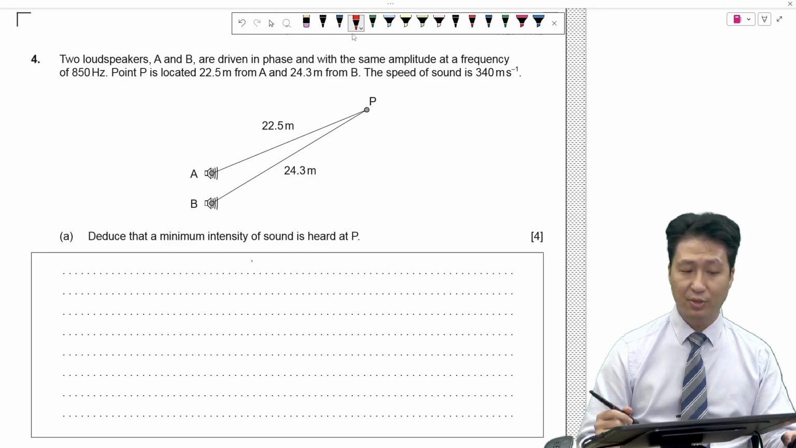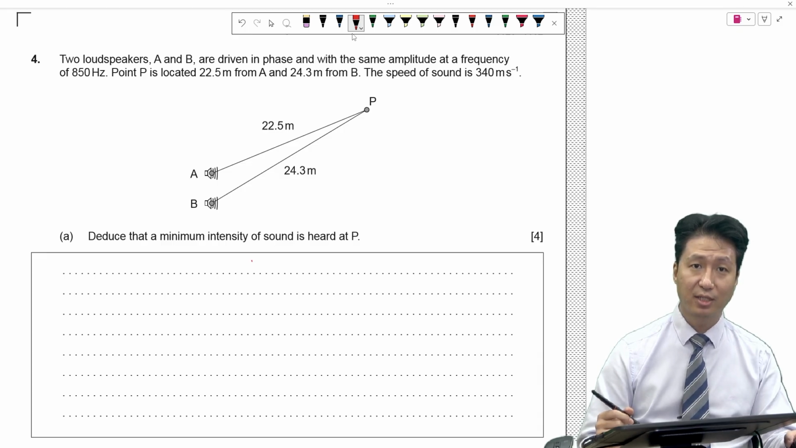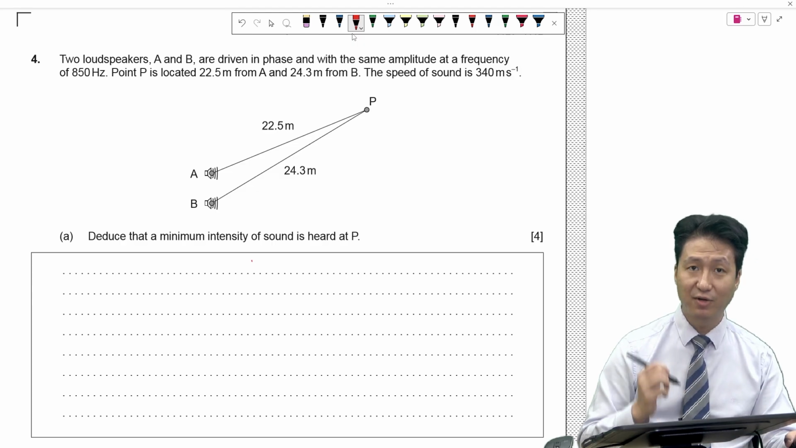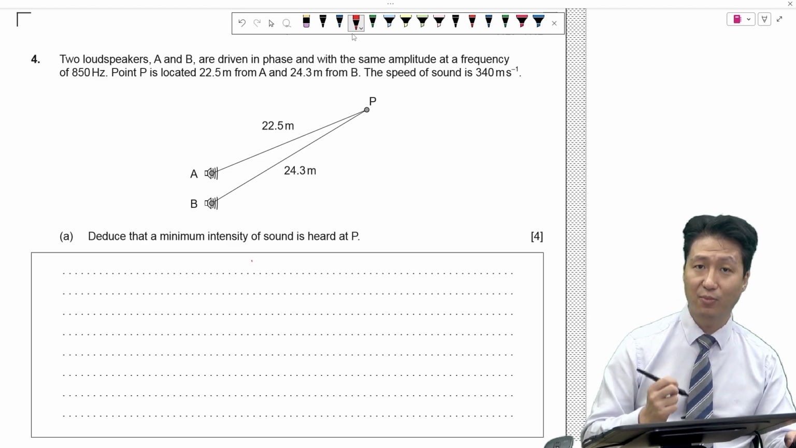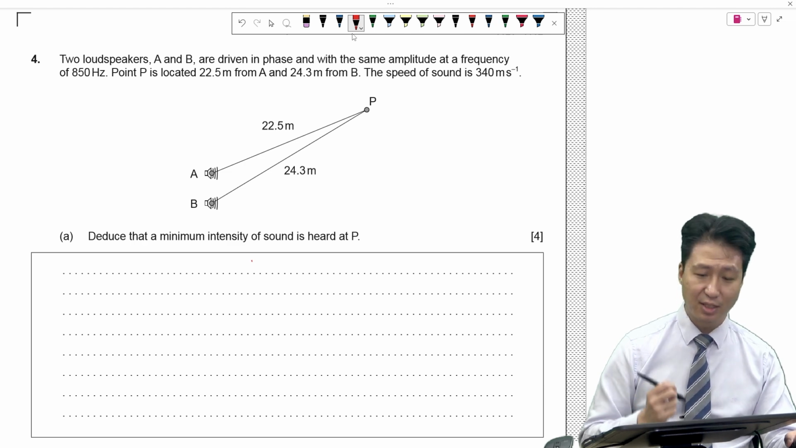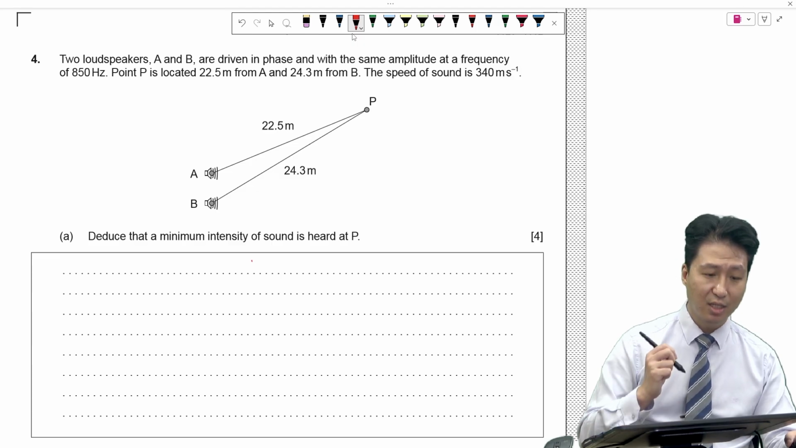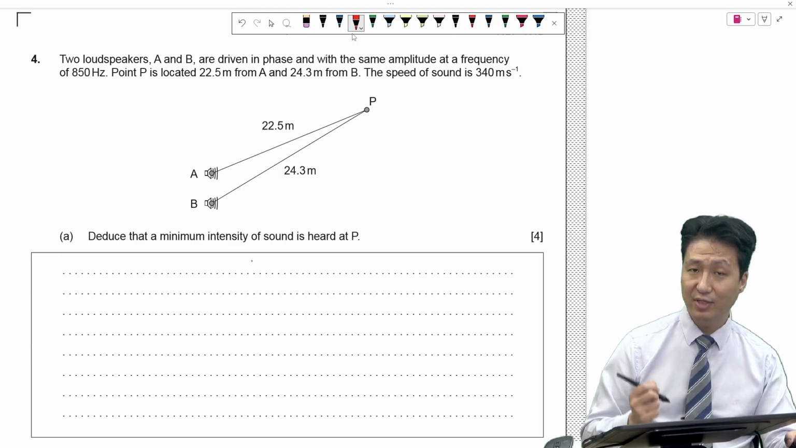In the following question, question number 4, there are two loudspeakers A and B, which are driven in phase with the same amplitude at a frequency of 850 Hertz. Point P is located 22.5 meters from A and 24.3 meters from B. The speed of sound is 340 meters per second. Part A, deduce that the minimum intensity of sound is heard at P.